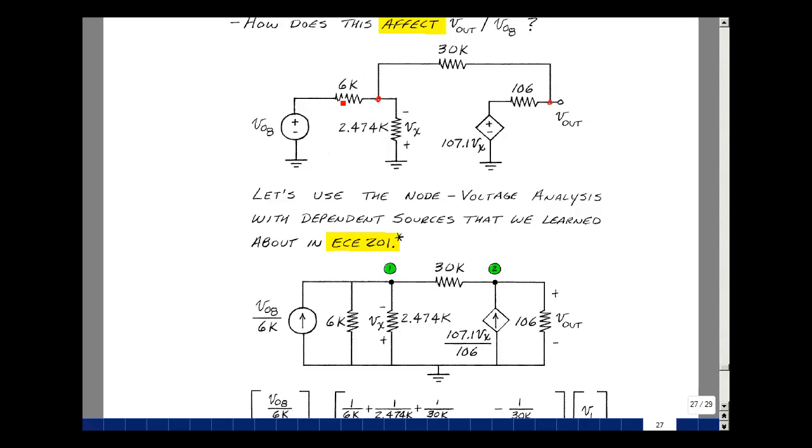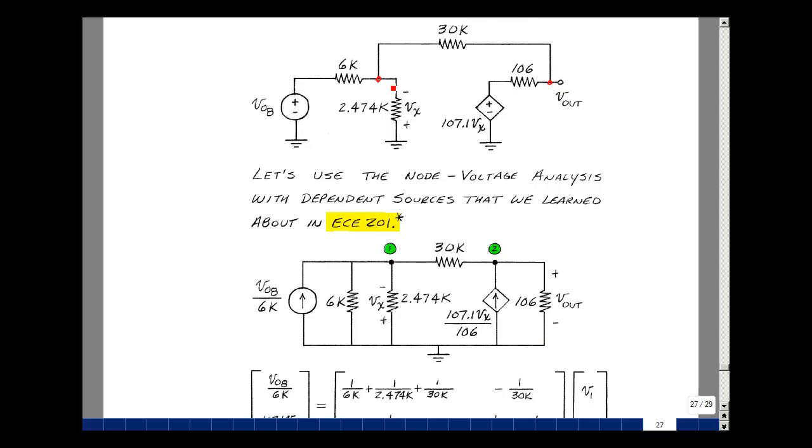Do a source transformation. Take V out, the AC part of it, divided by 6K. That's a current source in parallel with 6K and parallel with this 2.474K. Let's go do a source transformation over here. Take the voltage divided by the resistance, and that'll be a current source pointing in the direction of where the plus sign was, and in parallel with that would be 106 ohms. Node voltage 1 is equal to minus V sub x, and node voltage 2 was equal to V out.